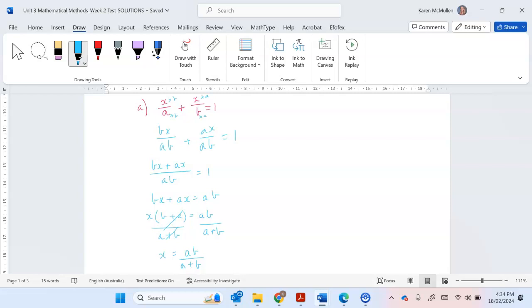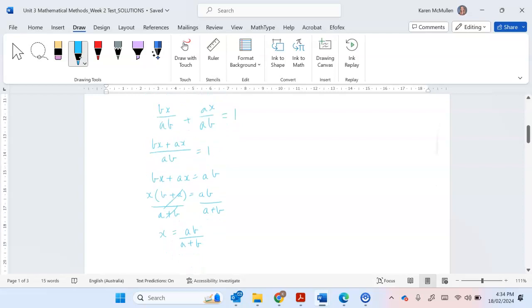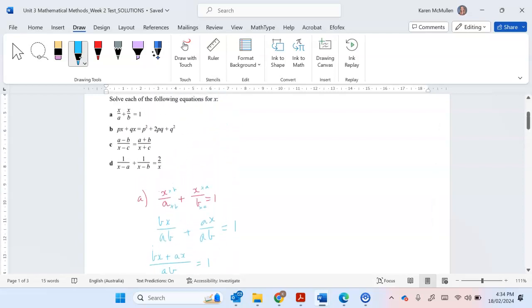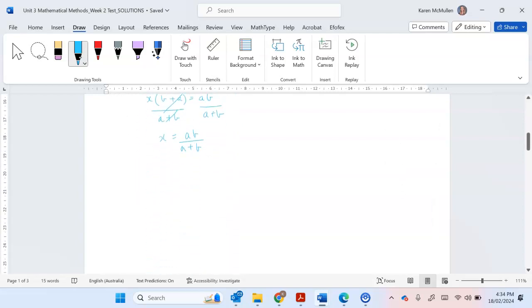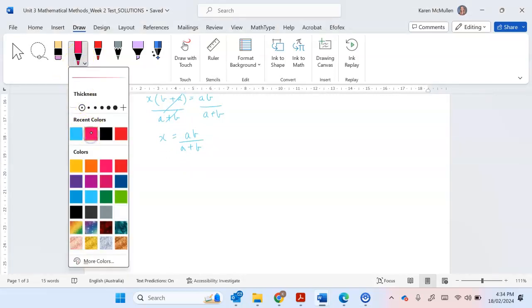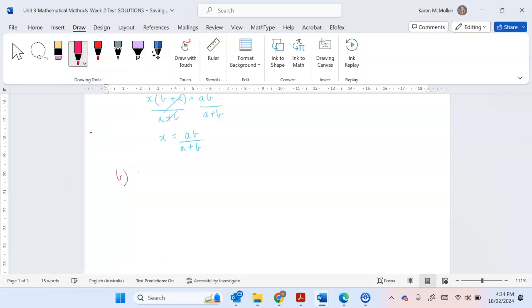Okay, fractions shouldn't be the thing where you get questions wrong. All right, question B. Actually, I've got this. I'm trying to do this on the screen. I've got it on my phone as well, so I can look at my phone. All right, so for question B, what do we got?